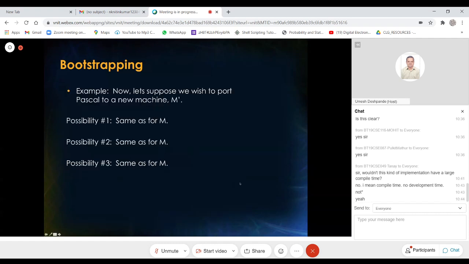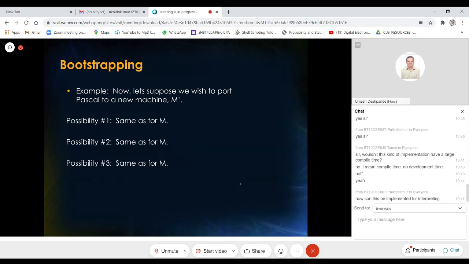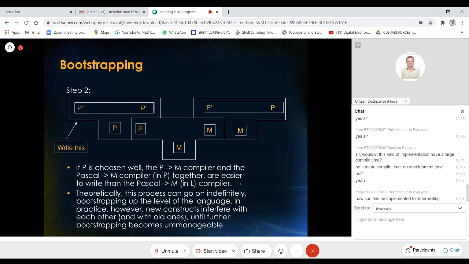Right. So if there are no questions here, let me just proceed ahead. Now let's say we have a compiler or a translator for... Okay, so Pulkit has a question about interpreting. Well, the approach remains the same. Therefore, these T diagrams can be used either with the compilation approach or with the interpretation approach. We are just saying it's a translator.